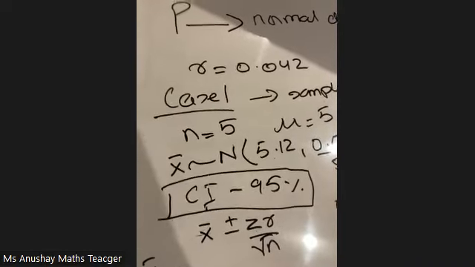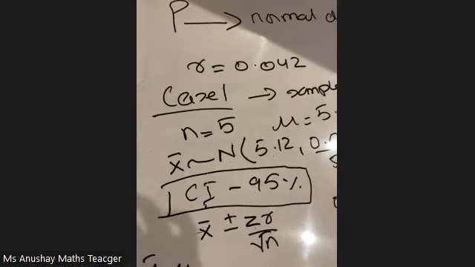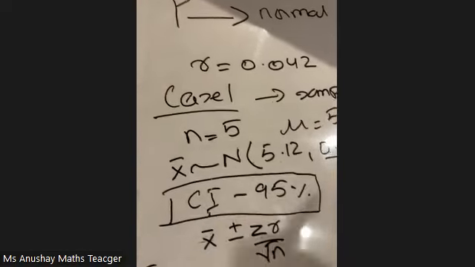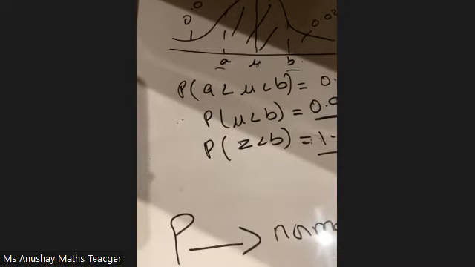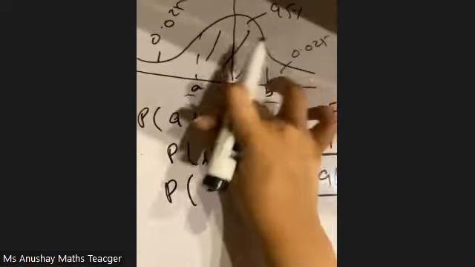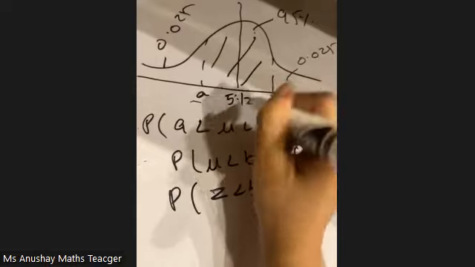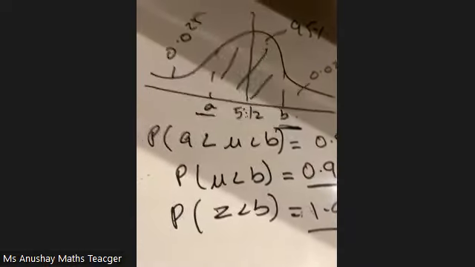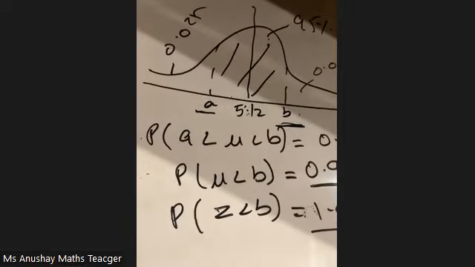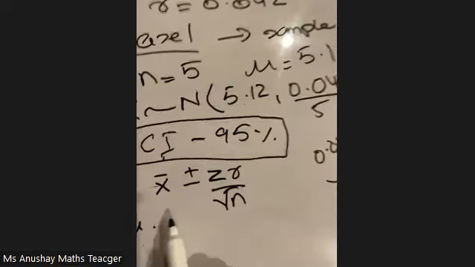I already know the x bar value. It's 5.12. No, 5.12 is the mu. You don't know A and B. But didn't you say that the estimated x bar was the same as mu? It is. Of course it is. This is 5.12. I'm looking for A and B. This is the confidence interval, right? How am I supposed to find that? By using this formula.